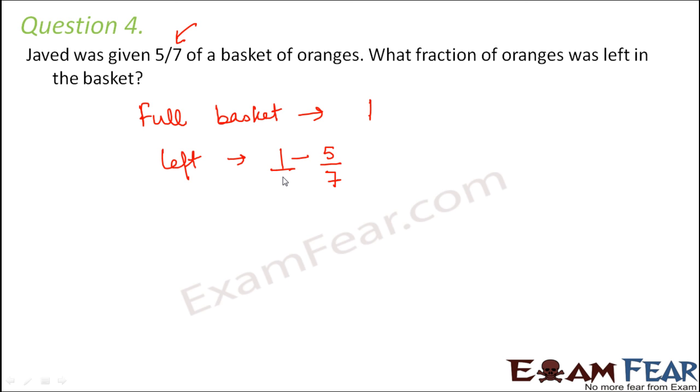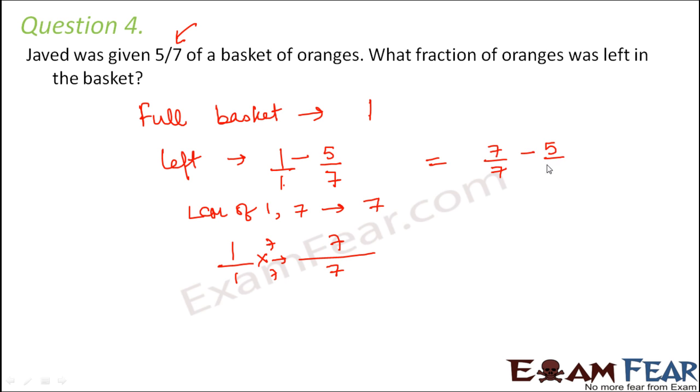So in this case, 1 has the denominator also 1. So therefore LCM of 1 and 7 would be 7. So this 1 by 1 is to be converted into a form such that you get denominator as 7. So for that you multiply the numerator and denominator by 7. So you write it as 7 by 7. So therefore 1 by 1 can be written as 7 by 7 minus 5 by 7. So this becomes 7 minus 5 by 7, which is equal to 2 by 7. Therefore 2 by 7 fraction of the oranges was left in the basket.